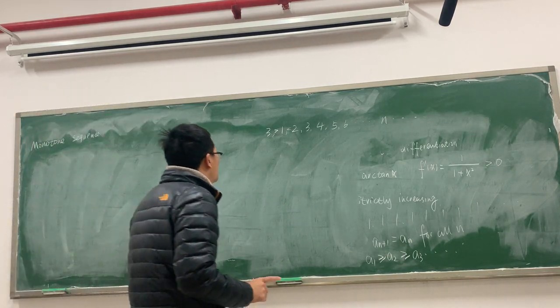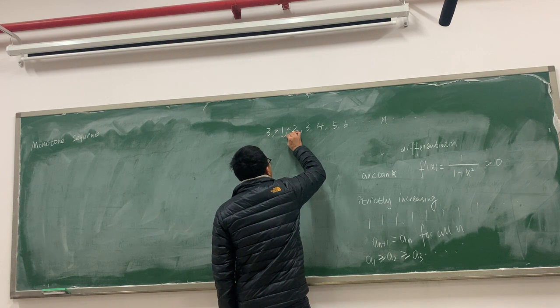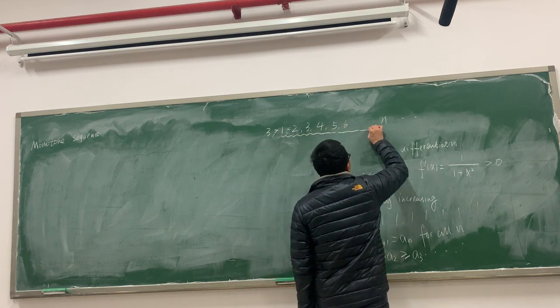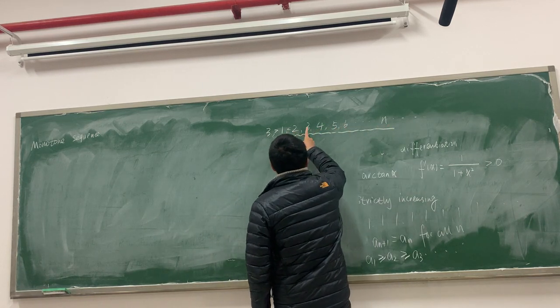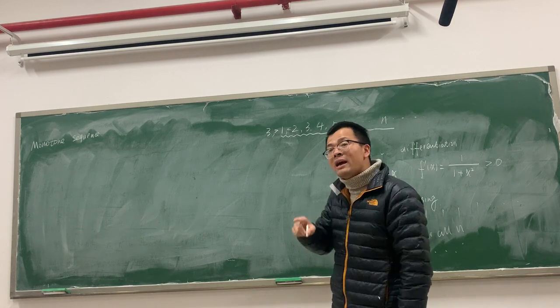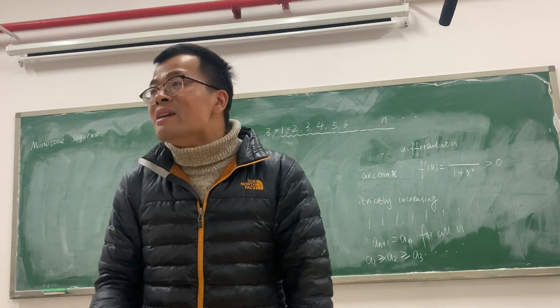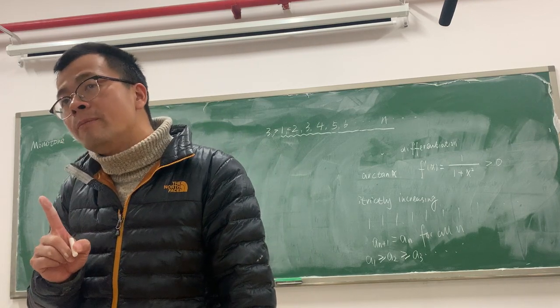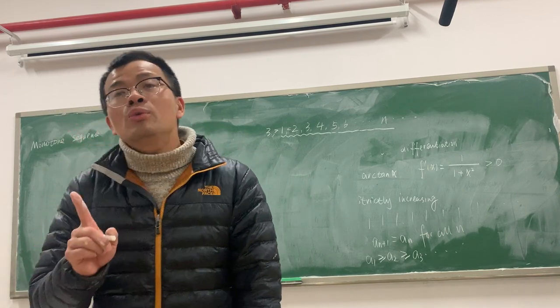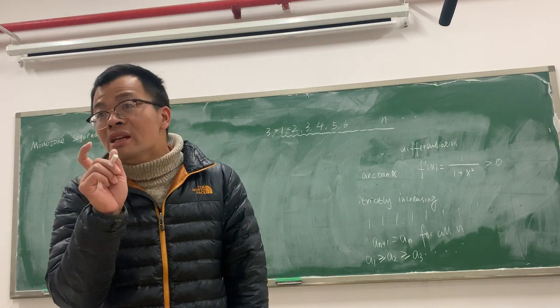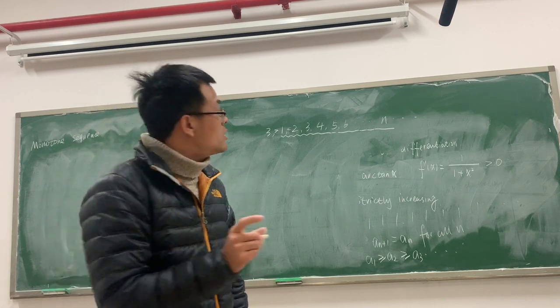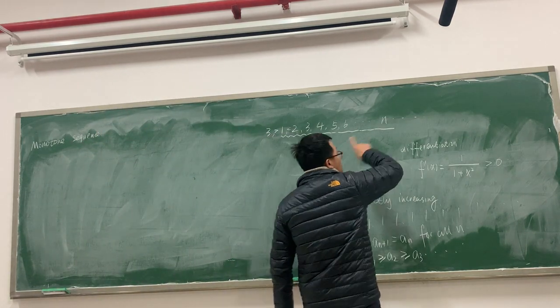But if we just look at this part, 1, 2, 3, 4, 5, this part is strictly increasing. So in mathematics, for this case, we do not look at the finitely many initial terms.